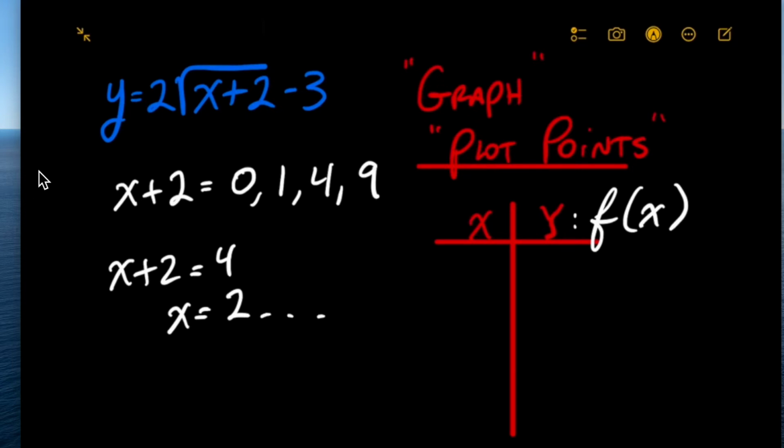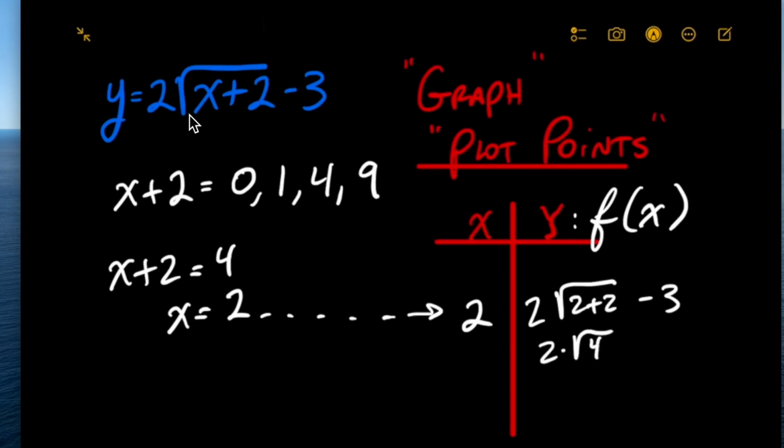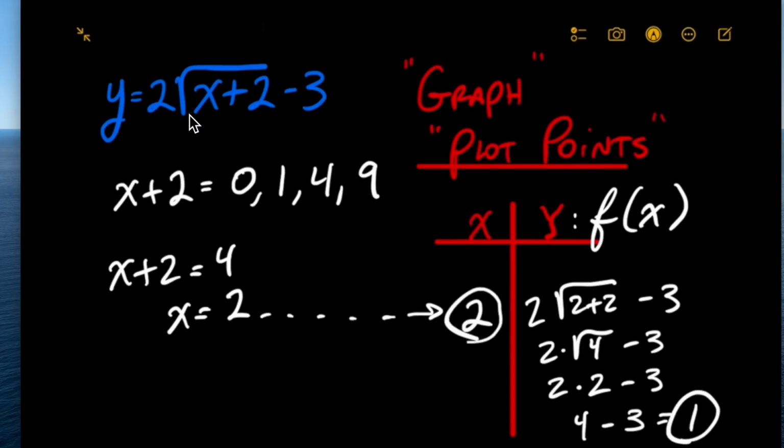And we're going to plug this in strategically to our table, and then our y value is going to be determined by f of x. So if we did f of 2, we would plug in 2 to this equation. So now we're going to have 2 square root of x, so 2 plus 2 minus 3. That's going to be 2 times the square root of 4 minus 3. 2 times 2 minus 3. 4 minus 3 equals 1. So this will be one of the points on our graph, which is going to be (2, 1).